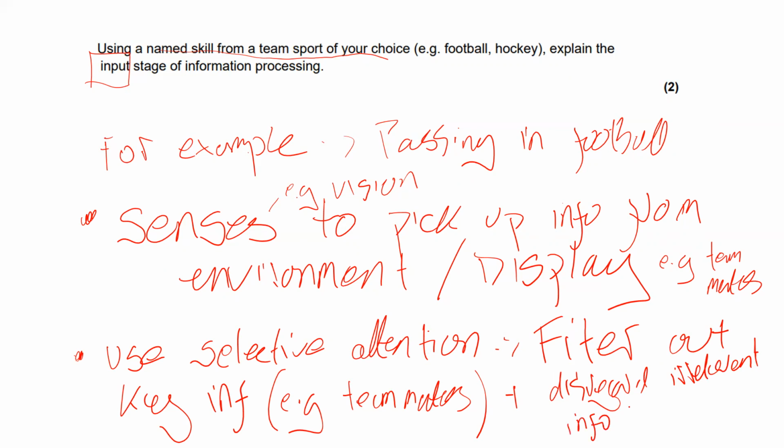So what's irrelevant in terms of performing this skill? The crowd. Not fussed about where the crowd are. You're not really concerned about the noise of the crowd. That's less information. So you disregard that and you can just focus on the position of the teammates. Okay, those are the key bits of information I think that people struggled with a little bit.